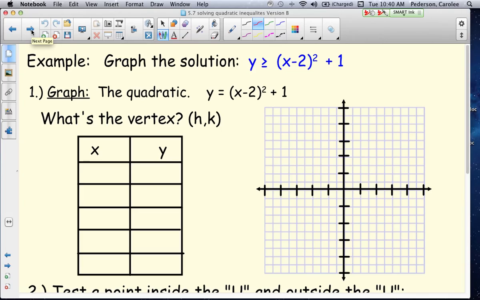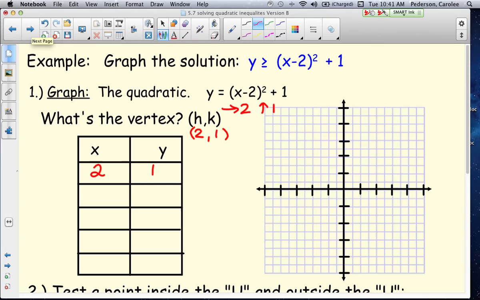So remember, in vertex form, what's inside the parentheses tells me my transformation right or left, where I have to think opposite. So I'm going to move this parabola from its parent function 2 units to the right. And then what's outside the function, the plus 1, moves my graph up 1 unit from its parent function. So the vertex is (2, 1). I'm going to write that as an ordered pair, (2, 1). That is called my critical point or vertex.